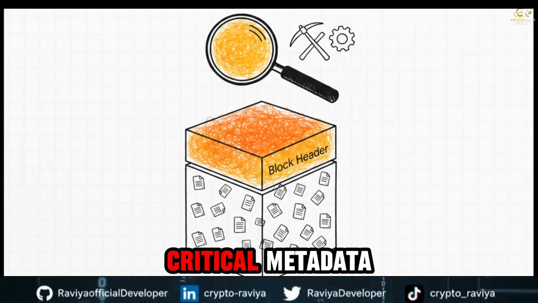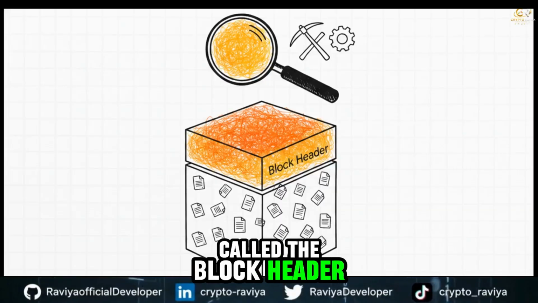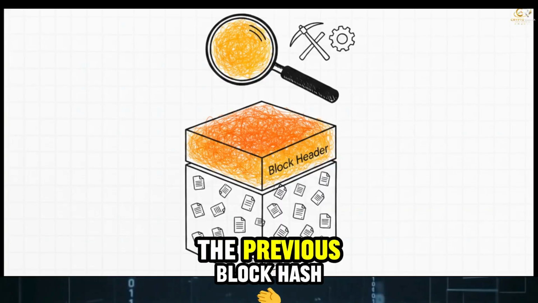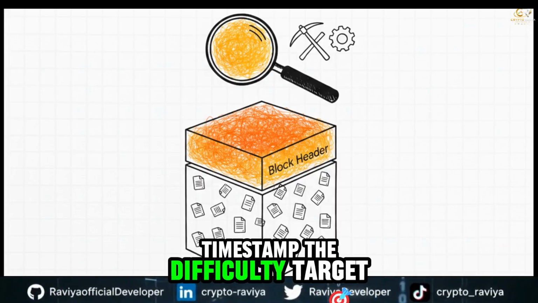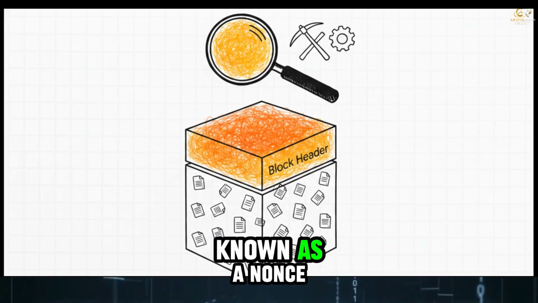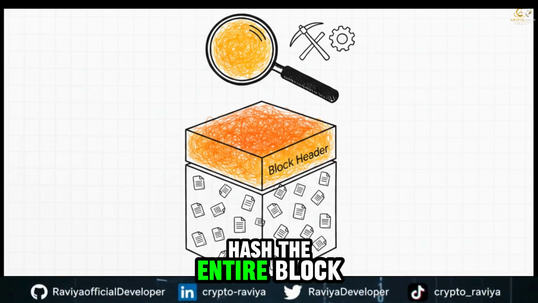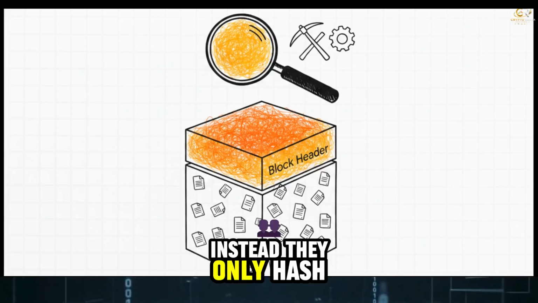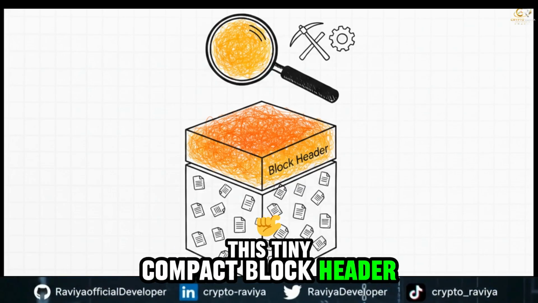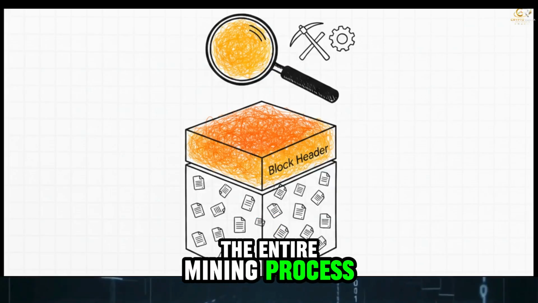Now, all of this critical metadata gets stored in a very compact summary called the block header. It holds the version, the previous block hash, that Merkle root we just talked about, a timestamp, the difficulty target, and a random number known as a nonce. And here's where this matters. Miners actually do not hash the entire block of raw transactions. That would be ridiculously slow. Instead, they only hash this tiny, compact block header. Doing it this way massively improves the efficiency of the entire mining process.